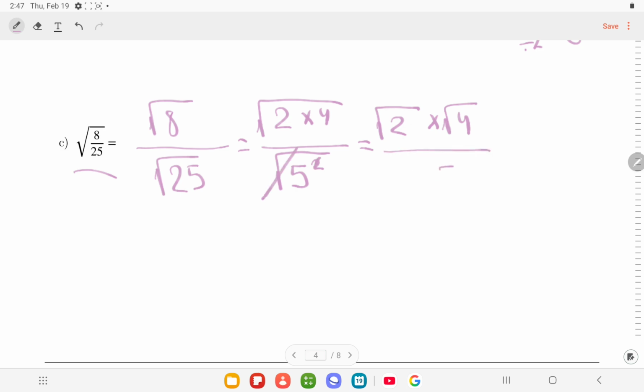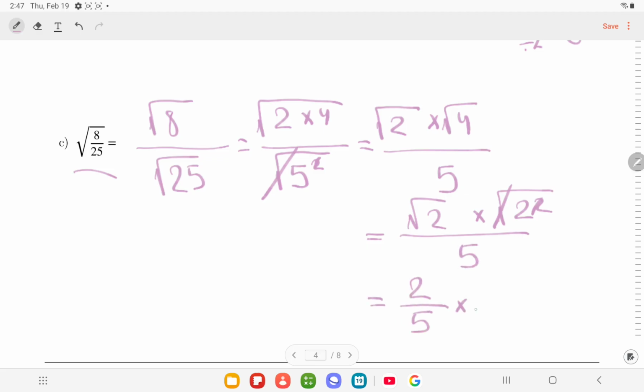And here this will cancel, and we end up with 5. And root 4 is a perfect square. 4 is 2 squared. So we end up with 2 over 5 times root 2.